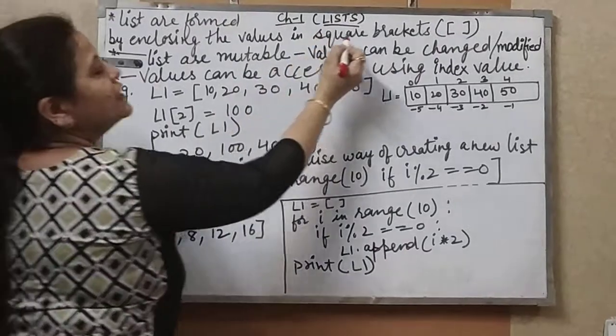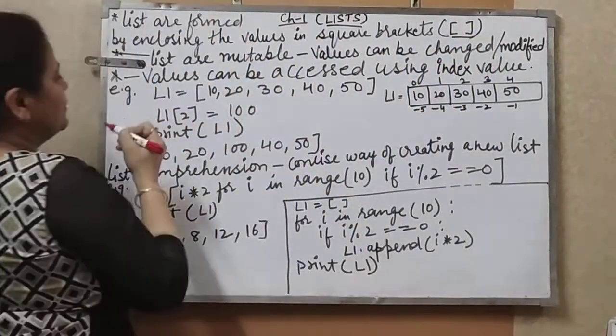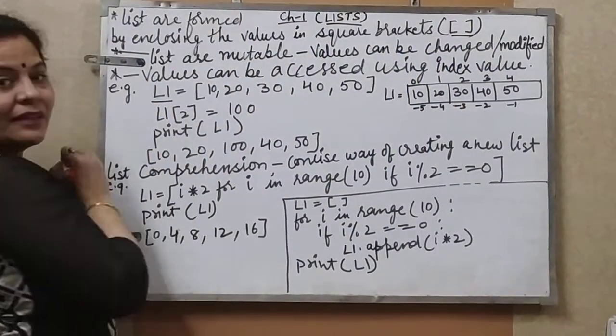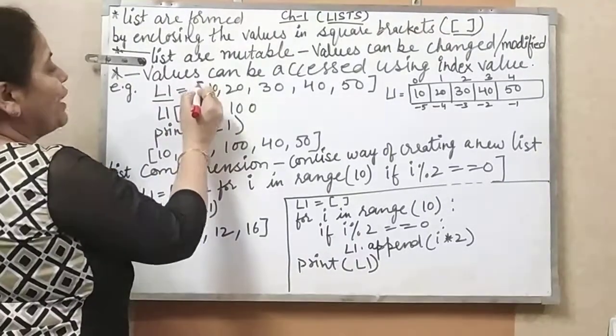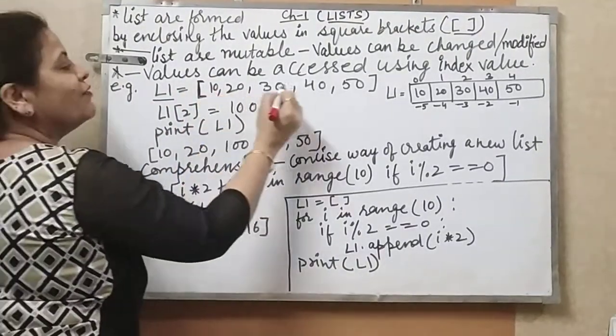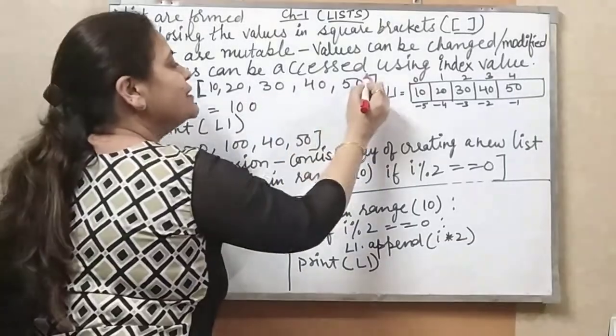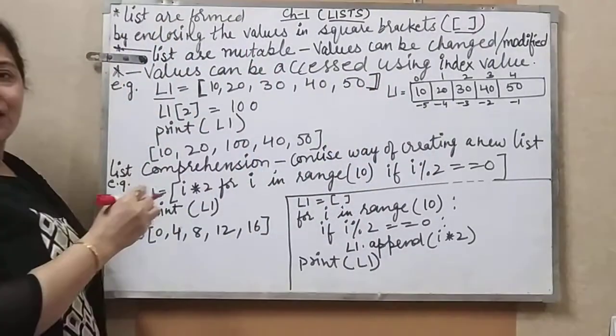Today we will discuss lists in Chapter 1. As you know, lists are formed by enclosing the values in square brackets. Means if I want to create a list, then L1 is equal to square brackets. I have to give the values separated by commas. They should be enclosed in square brackets.